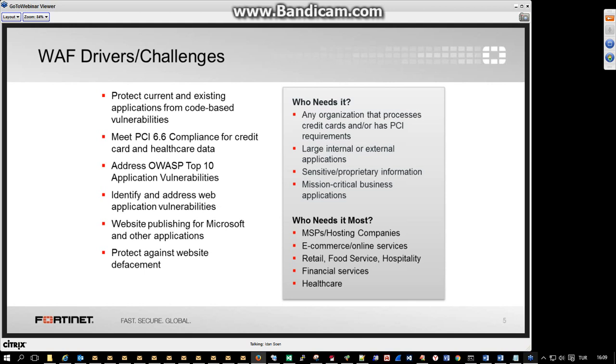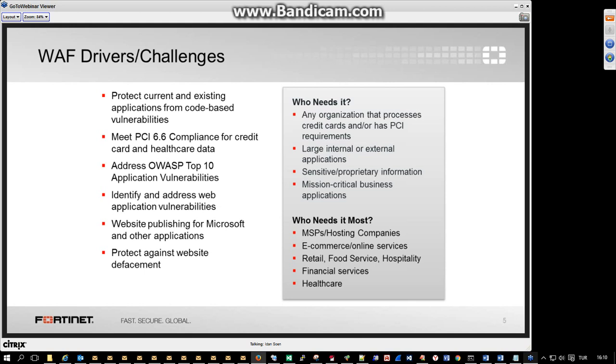Obviously, identifying and addressing web application vulnerabilities, and website publishing for Microsoft applications such as Exchange, SharePoint, and so on, is usually something that customers would like to protect. Up until now, there was a solution from Microsoft, very basic, that used to publish Microsoft applications, called TMG, but TMG is end of life, and a lot of customers are looking for a solution to replace the TMG, and FortiWeb specifically, and some other WAFs as well, can publish Microsoft applications. So that's another thing you want to talk to your customers about.